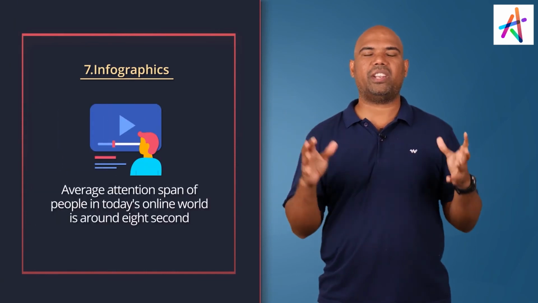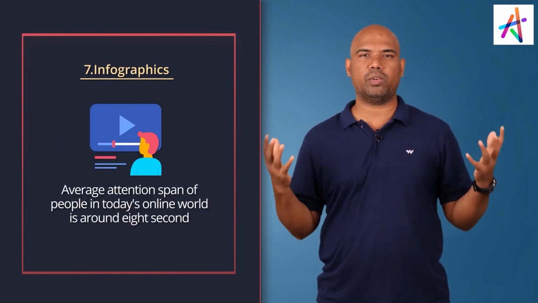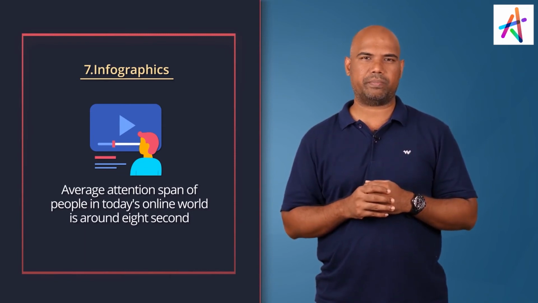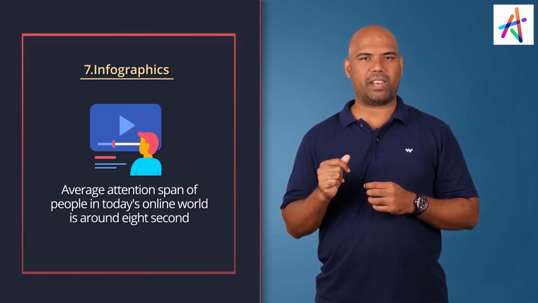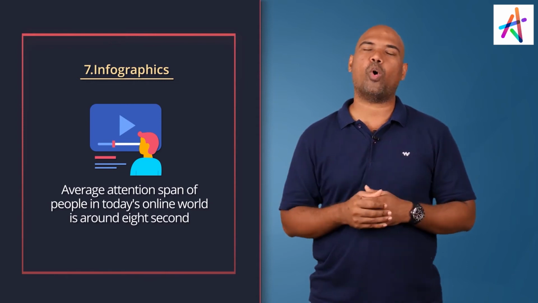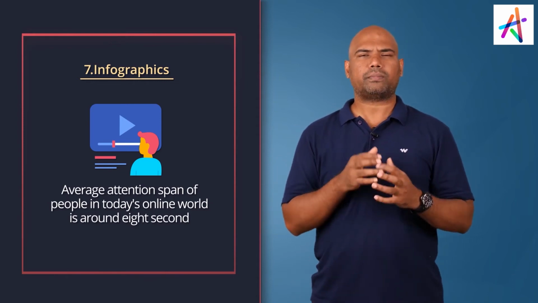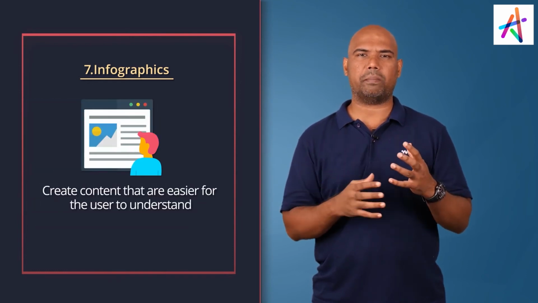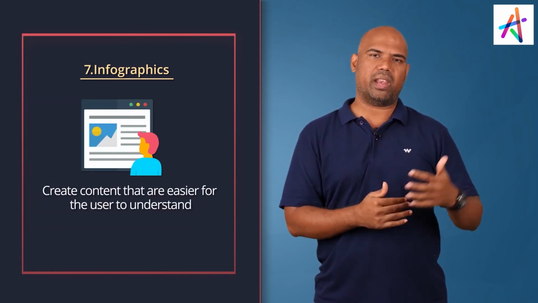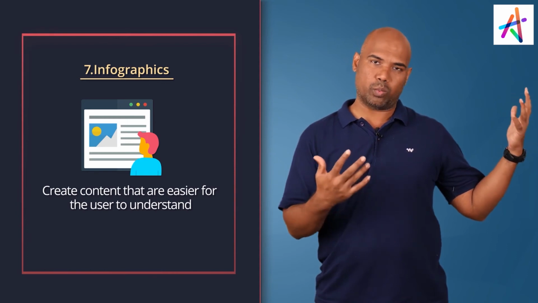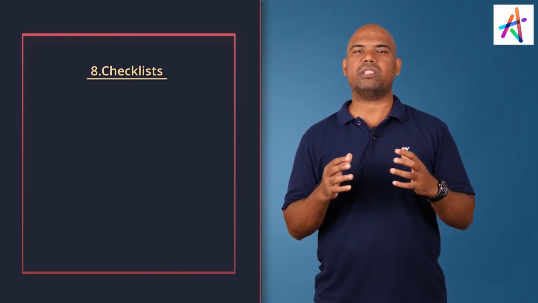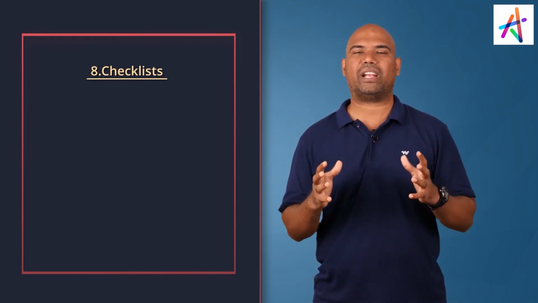The average attention span of a person in today's online world seems to be around 8 seconds. Our attention span is reducing all the time. So what do you do? In such a case, rather than long form content, which is still good, you can create content that makes it easy on users, something called checklists. So that's number eight. Content type number eight is checklists.